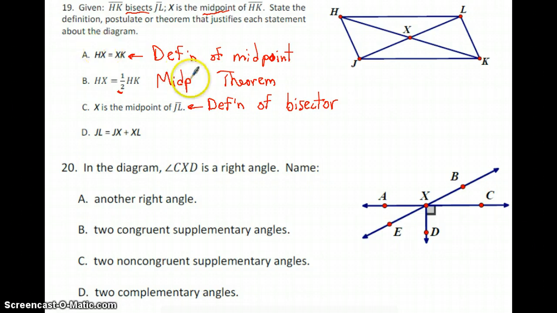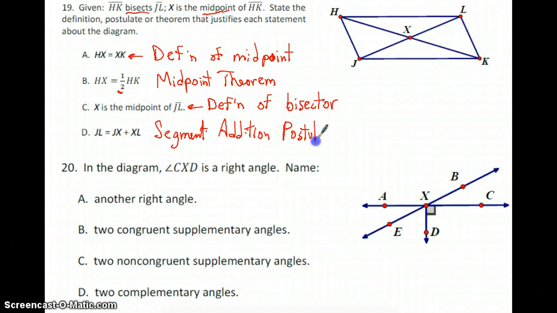The definition is about the two parts being the same. The theorem introduces this half fraction, about the half of the total. Then how come I know JL equals JX plus XL? This would be true even if X were not a midpoint, so I don't care about X being a midpoint here. It's really just the fact that X is between J and L that makes this true. This is actually a special case, special because it's a midpoint, of segment addition. It tells you how you can add segments and get bigger segments because of the way the points are arranged.